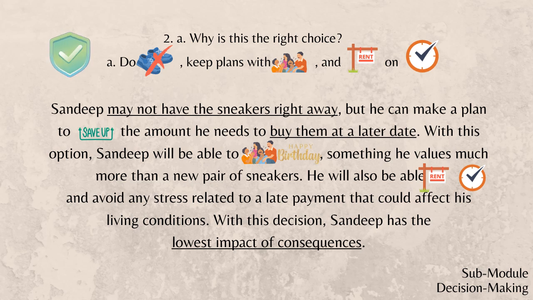Why is this the right choice? Sandeep may not have the sneakers right away, but he can make a plan to save up the amount he needs to buy them at a later date. With this option, Sandeep will be able to attend his friend's birthday dinner, something he values much more than a new pair of sneakers. He will also be able to pay his rent on time and avoid any stress related to late payment that could affect his living conditions. With this decision, Sandeep has the lowest impact of consequences.